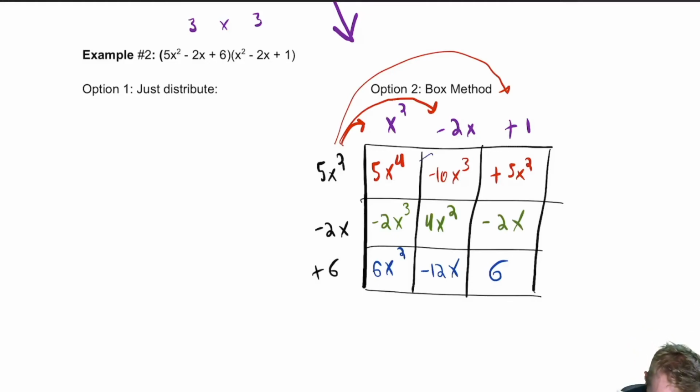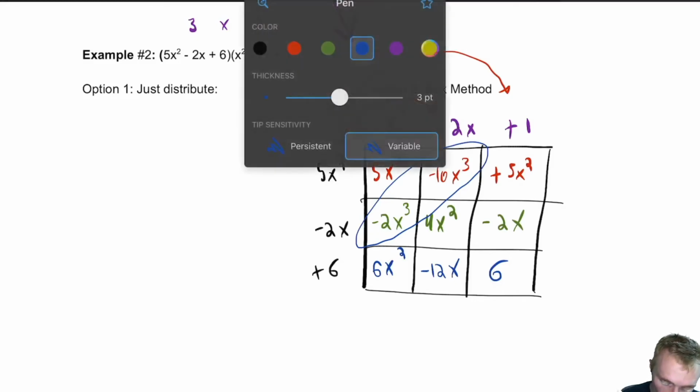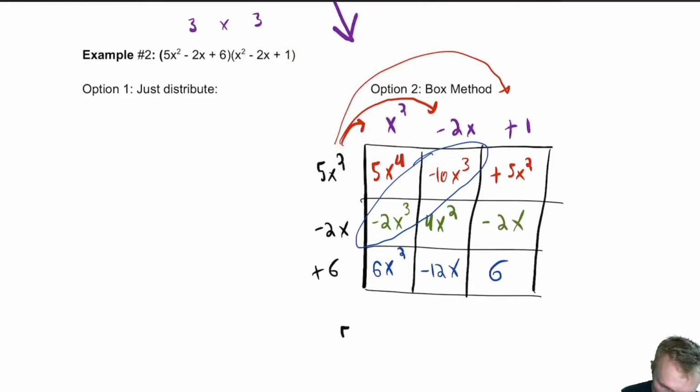So now what we can do is, one nice thing about the box method, notice how it's going to line these things up really nicely for us on the diagonals. When we go to combine our like terms, 5x to the fourth is all alone because it's the only x to the fourth term. But then we have this right here. You have negative 2 of something, I have negative 10 of them. Together, we have negative 12x to the third.